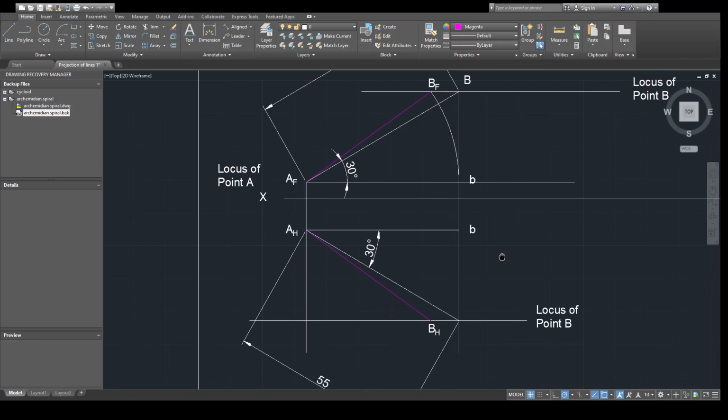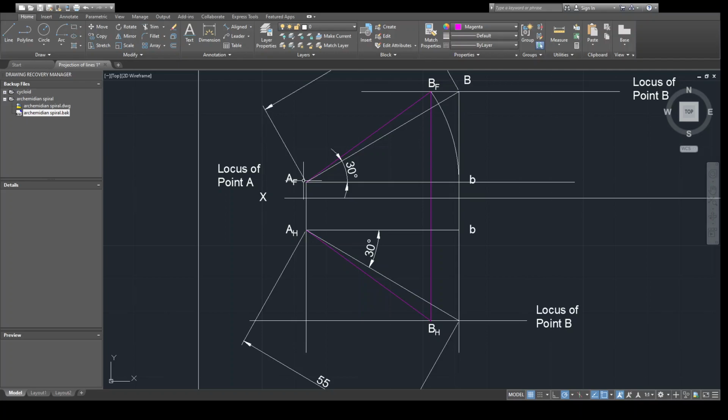One interesting note here: suppose we connect points BF and BH, you can see these lie over the same projection line. So if you know BF, you can easily locate BH if you know the locus of point B, or in other words, if you know BH and the locus of point B in the front view, you can easily locate point BF.